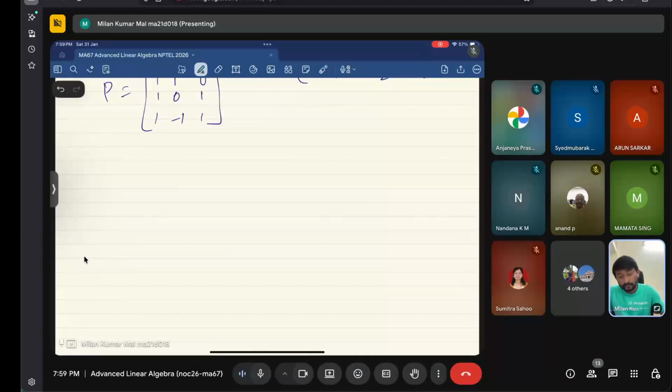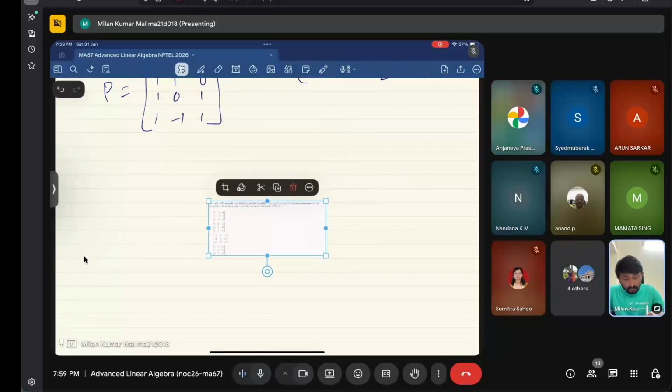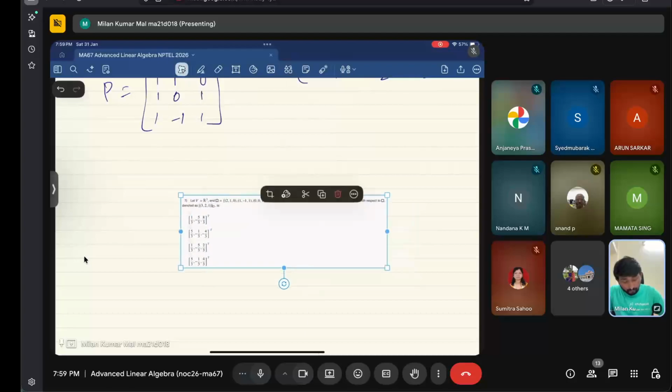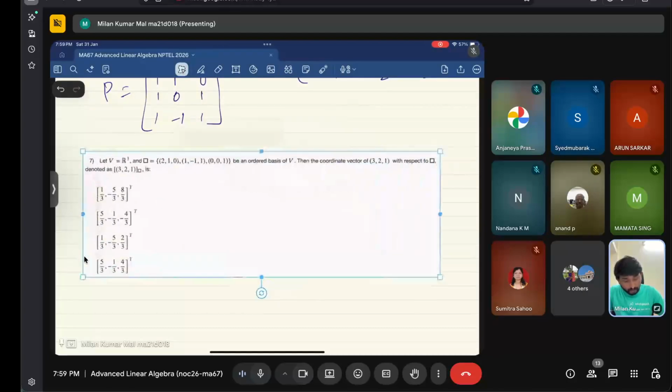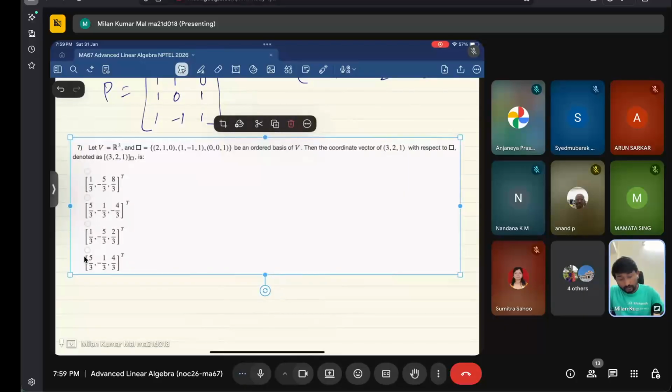Let me write one more problem then, because I have time. We have to fill the time basically. This is what we have done. Yeah, this is the only problem left. Okay, this is another problem.